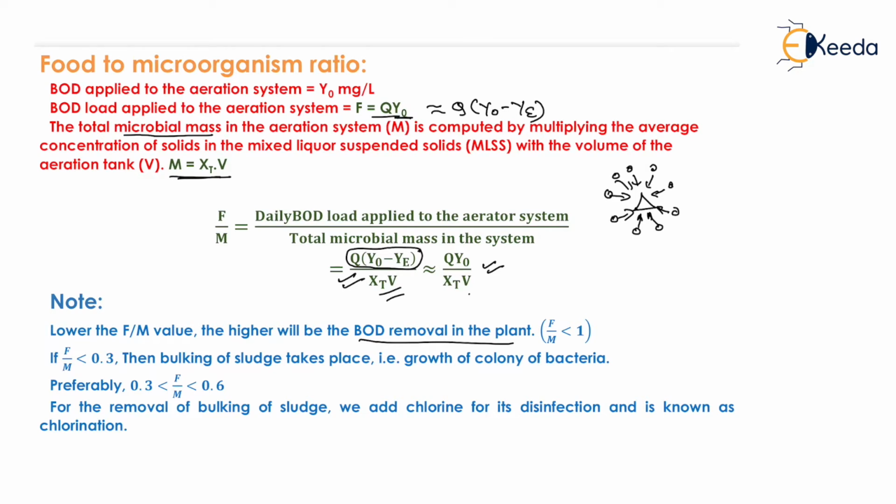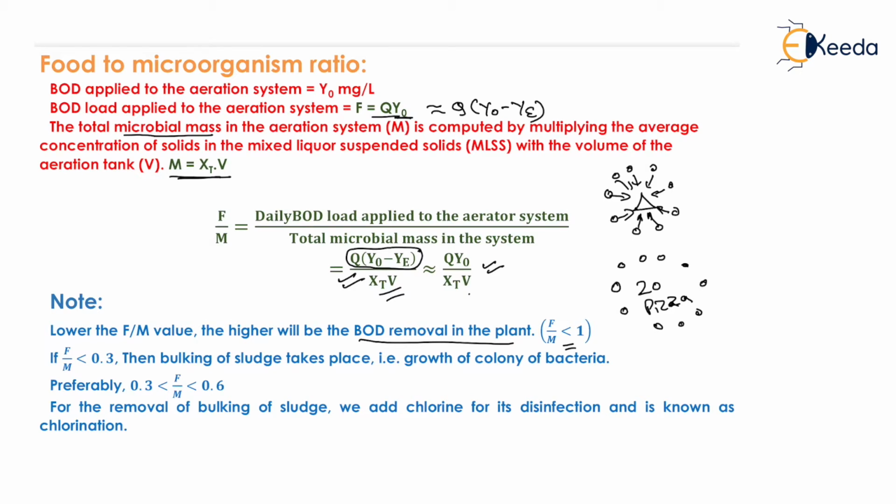Now if I provide you 20 pizzas between 10 people, what will happen? It will require some time to totally consume those 20 pizzas. That's why if food is less and microorganisms are very large, then the process will work effectively. That's why we generally keep the F by M ratio less than 1.